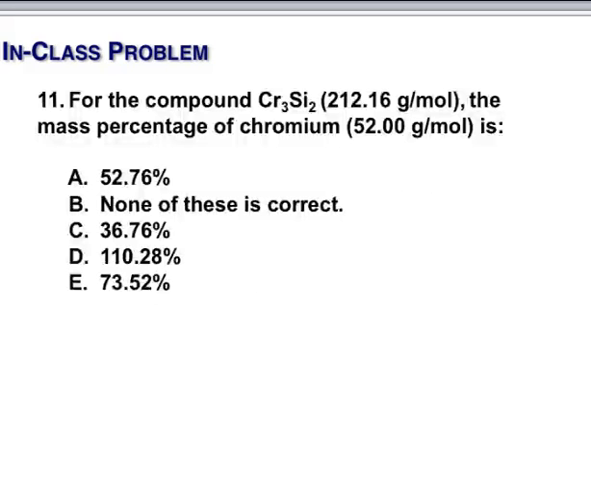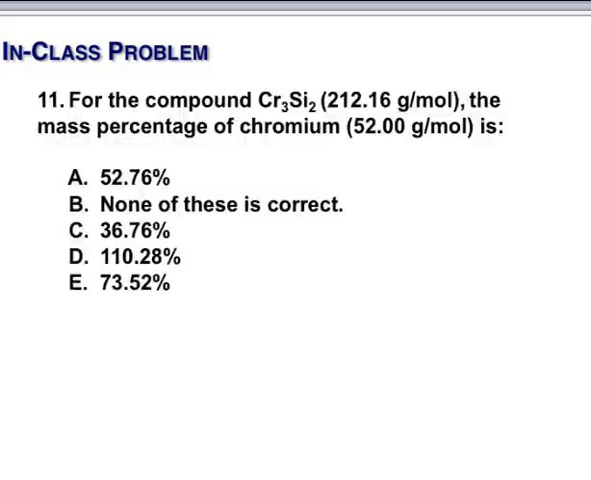Percent composition, mass percentage. We have a compound with chromium and silicon. Is this an ionic compound or molecular? Does it have a metal? Absolutely, chromium's a metal. So it's an ionic compound.